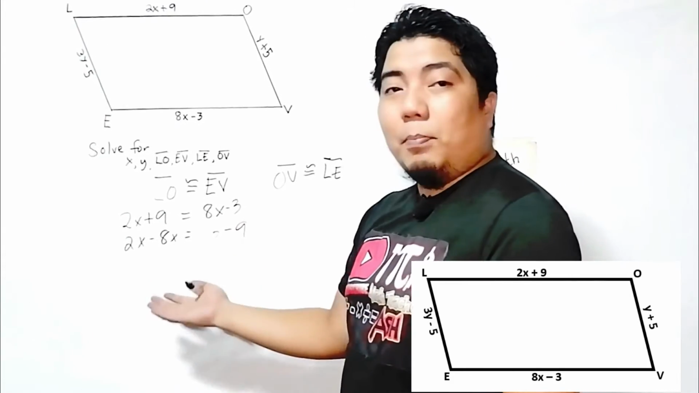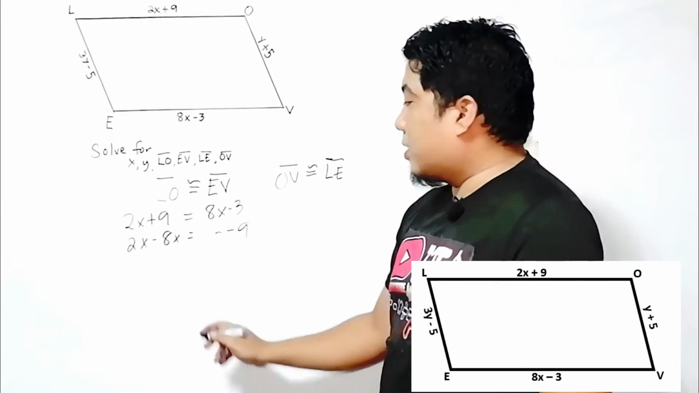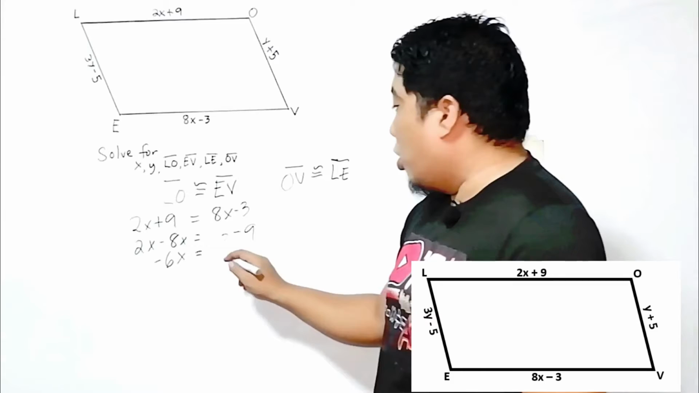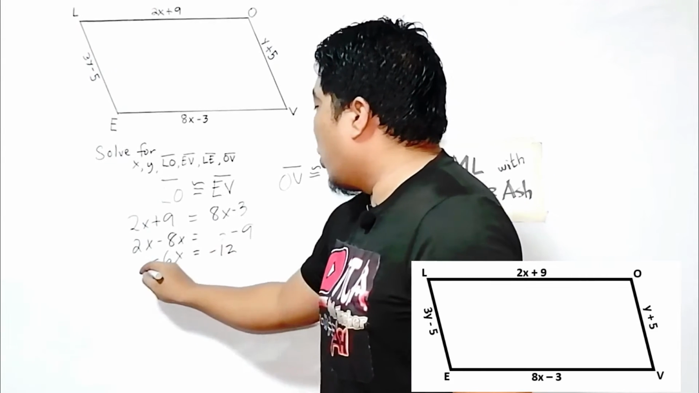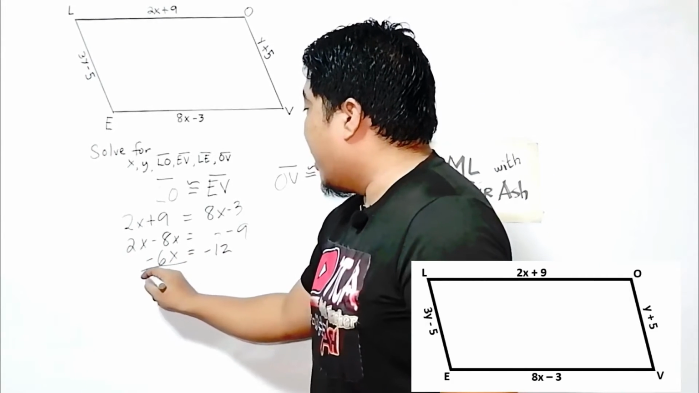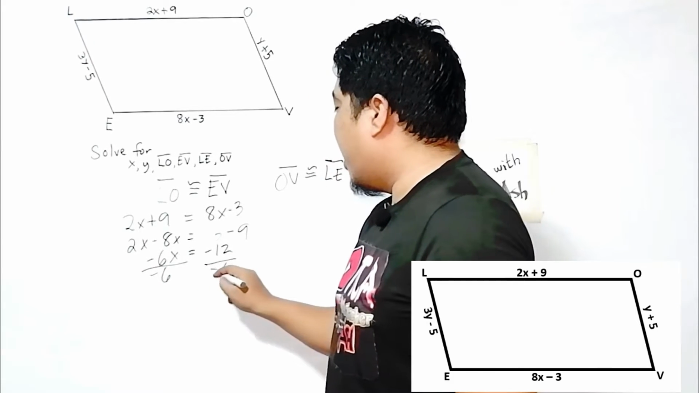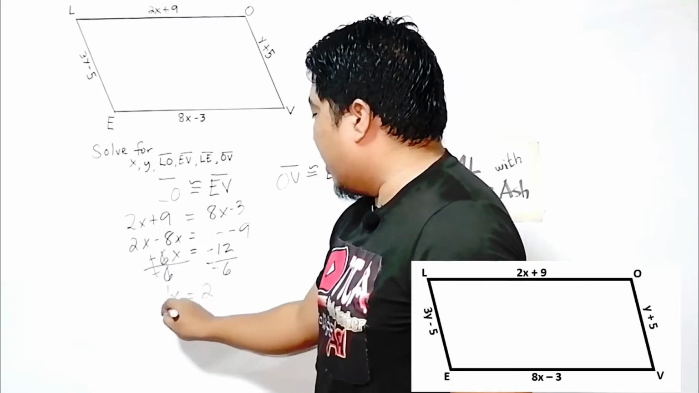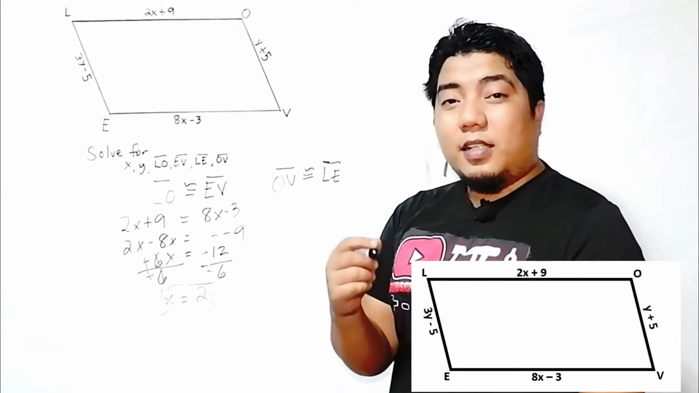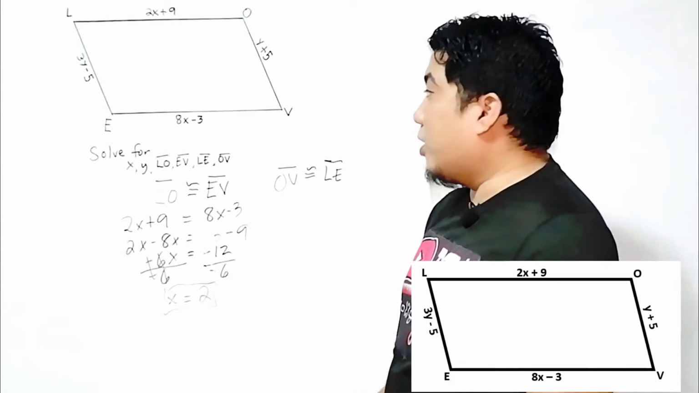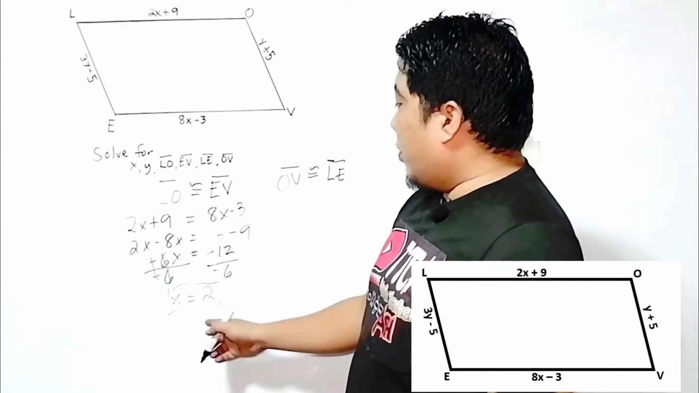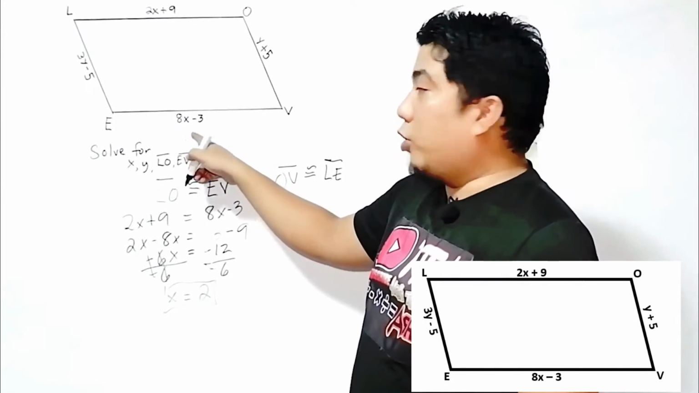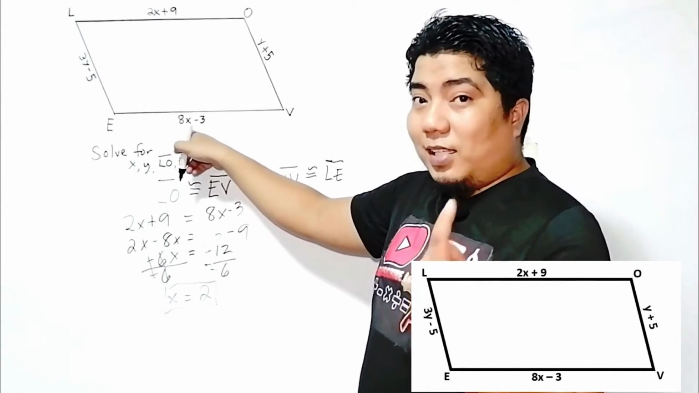So now, let's simplify. 2x minus 8x will give us negative 6x. And negative 3 minus 9 will give us negative 12. We will divide both sides by negative 6. So this will be cancelled. And our value for x is positive 2. The value of our x is equal to 2. Easy, right? So having that said, if we will try to substitute the value of 2 in our given expression, we have 8 times 2, that is 16.